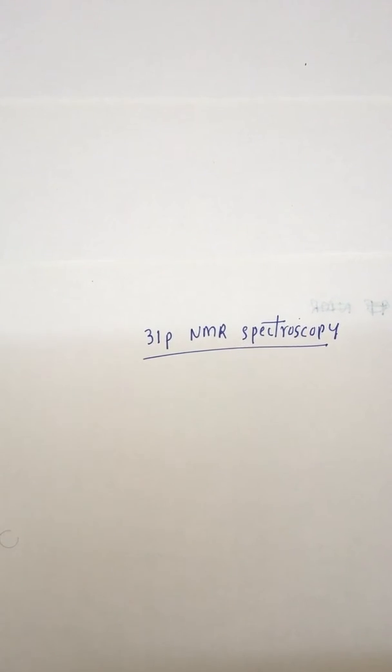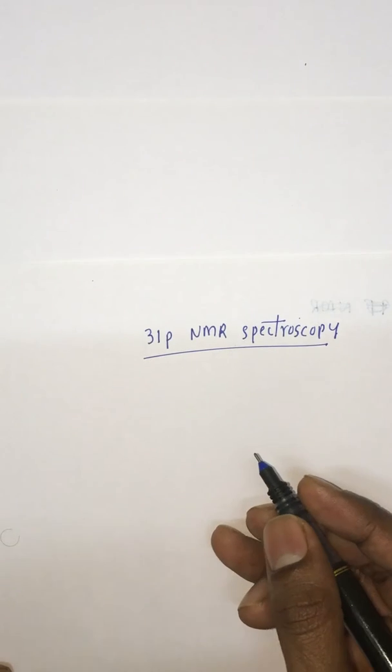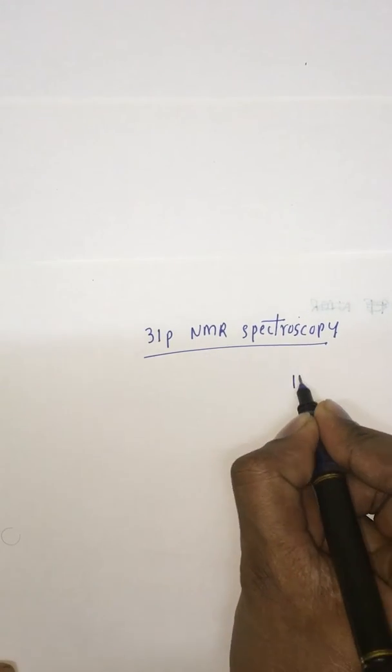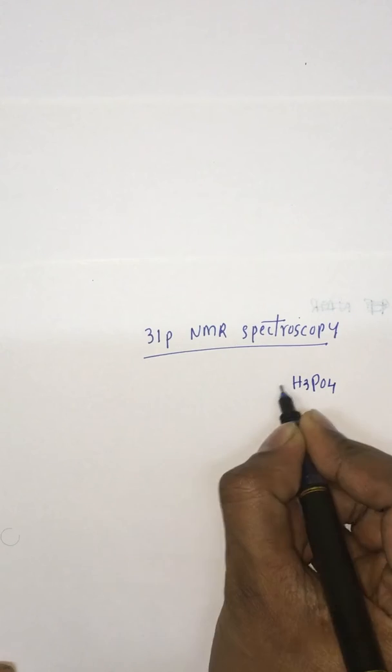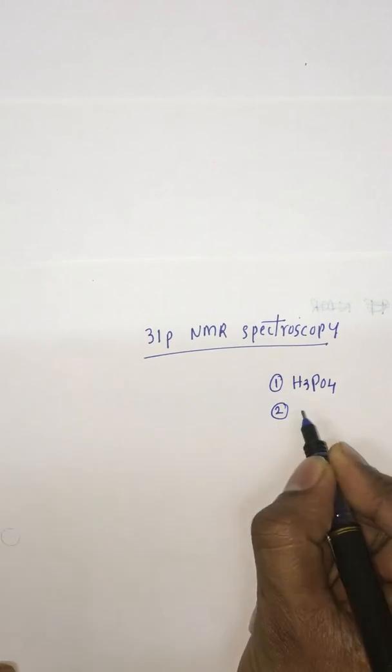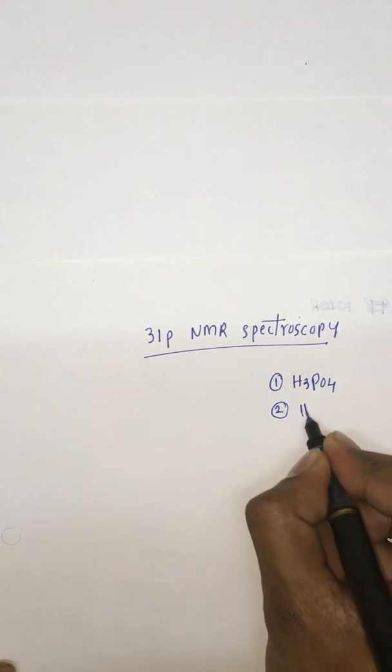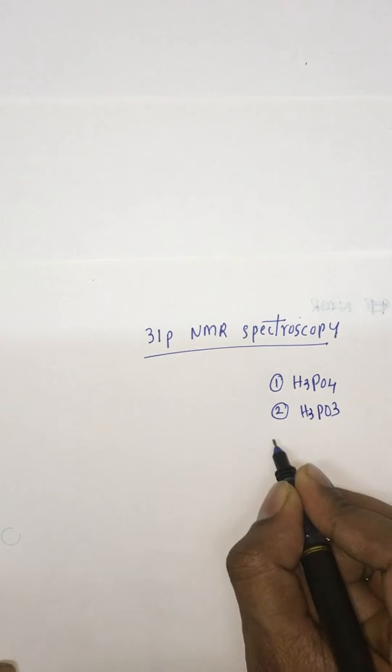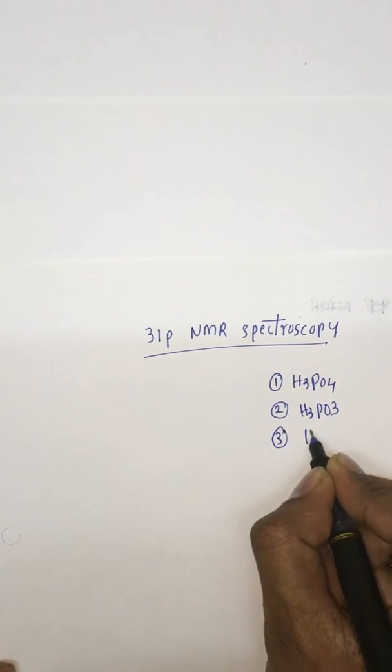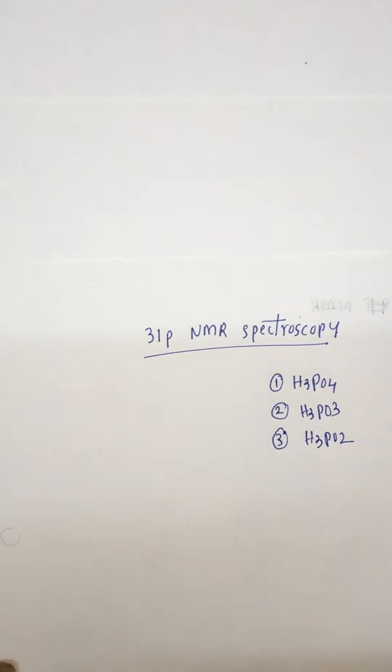Today we are going to talk about 31P NMR spectroscopy. Directly we will go for the examples. So we have three compounds: H3PO4, H3PO3, and H3PO2. So these three compounds we can explain by taking a 31P NMR spectroscopy, how the structure is looking like.